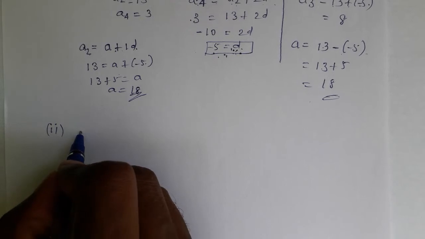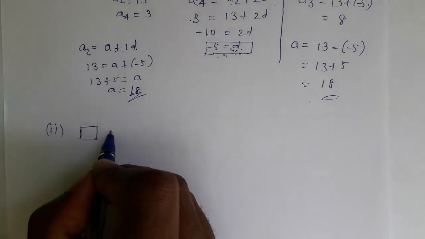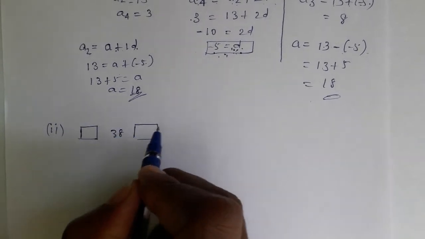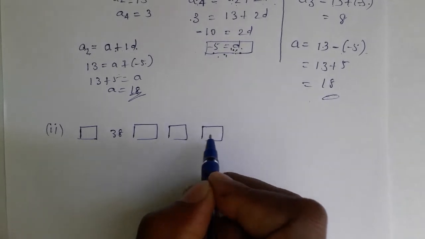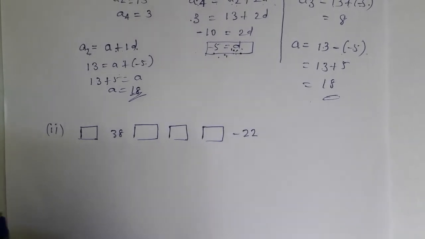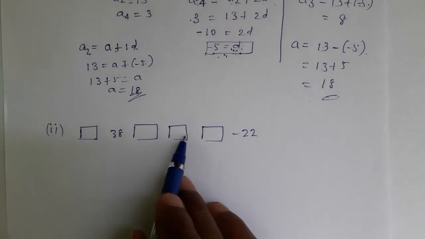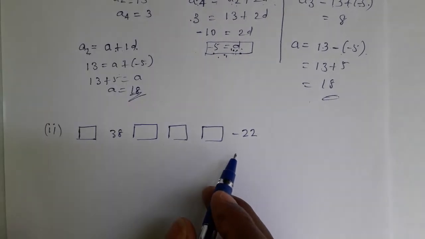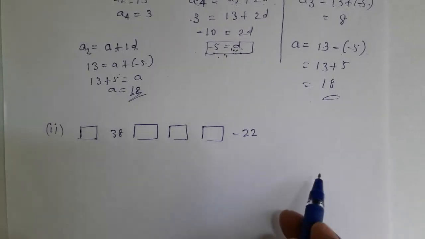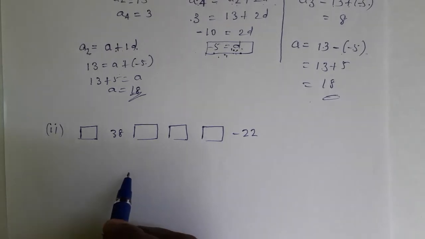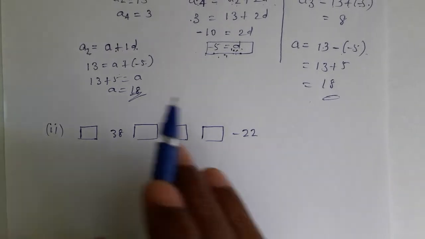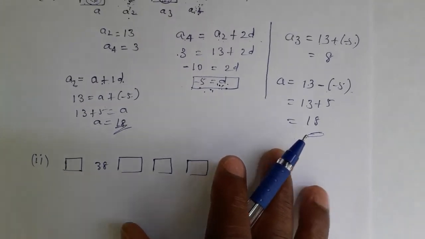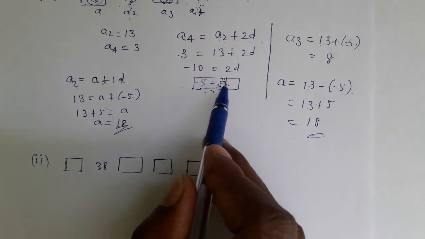Second one: first term is unknown, second is given 38, third unknown, fourth unknown, fifth unknown, sixth is given minus 22. Let us fill the first, third, fourth and fifth. It's very simple. First, the two numbers that are known, we connect them to get the difference. Once the difference is found, getting the next and previous numbers is easy, as we followed in the last problem. Once we get the D, easy.